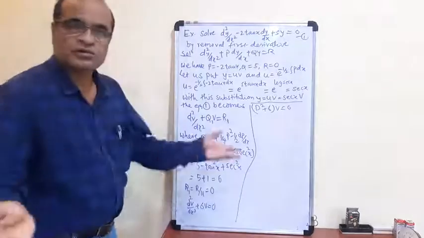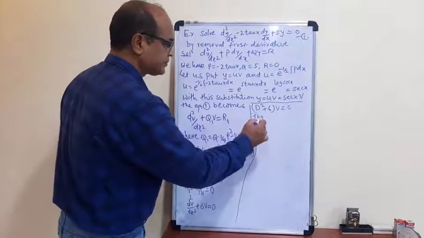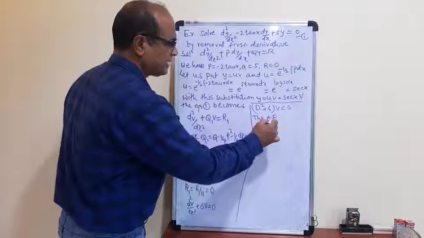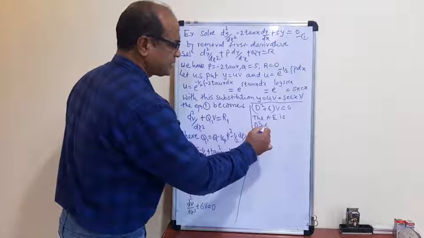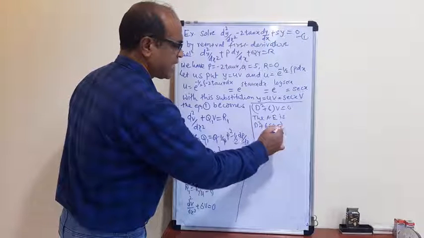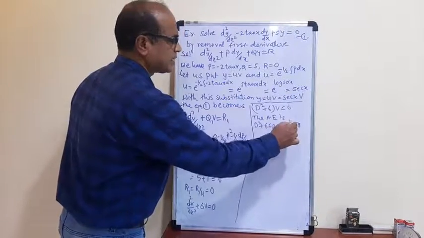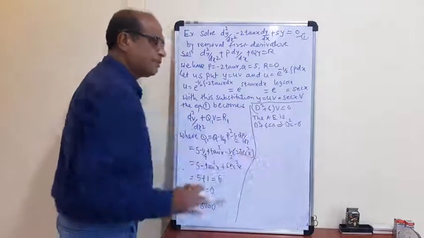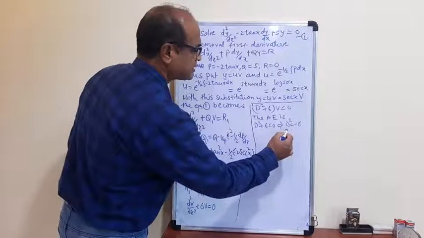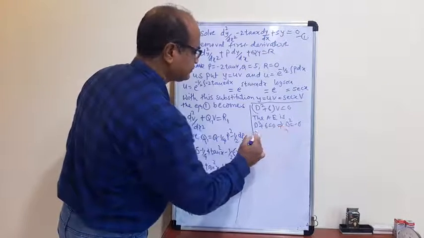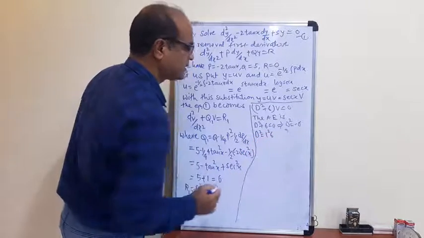Okay? So how to solve this differential equation? So the auxiliary equation is D square plus 6 is equal to 0. Implies that D square is equal to minus 6. So what is minus 6? So this is D square is equal to i square into 6. Okay?